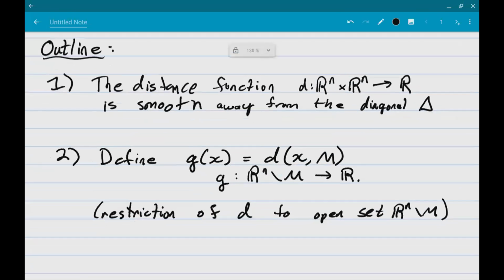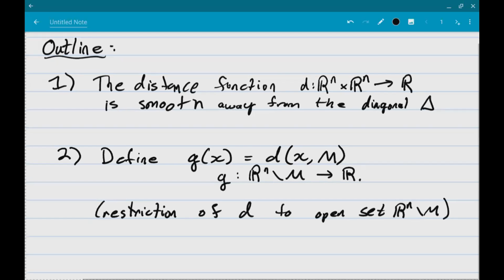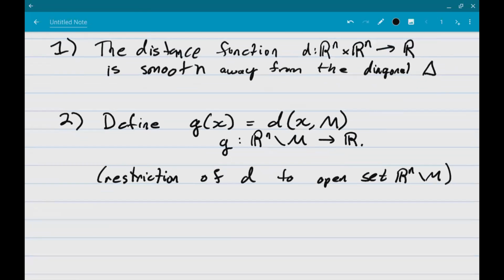And R^n set minus M is open because M is a compact submanifold. So it's a compact subset of R^n, and compact subsets of Hausdorff spaces are closed. That should be an exercise you know. And if it's not, then I'm not doing my job very well.